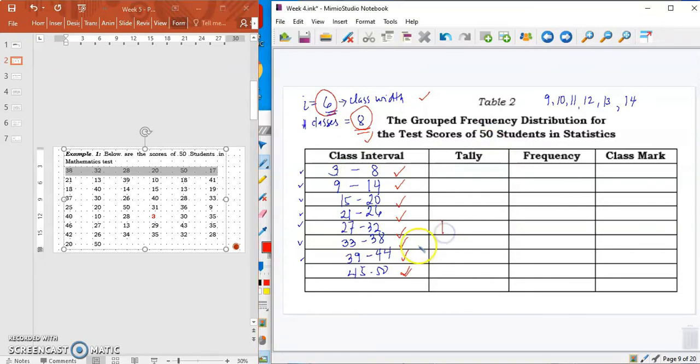So let's tally a mark, 1 mark. 32 is also here. 28 is here. Where's 28? Oh, also here. Then 20 would be here on the third class. 50 would be on the last class. And 17 would be on the third class again.